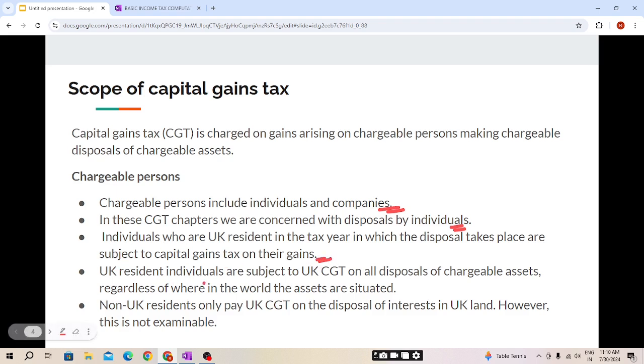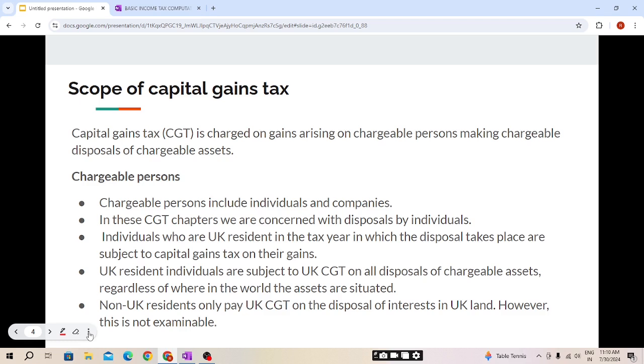UK resident individuals are subject to UK CGT on all disposals of chargeable assets regardless of where in the world the assets are situated. So the capital gains tax will be charged on the worldwide gains if the individual is a UK resident in that tax year. Non-UK residents only pay UK CGT on disposal of interest in UK land. However, this is not examinable. This is part of the ATX, the Advanced Taxation paper, students.